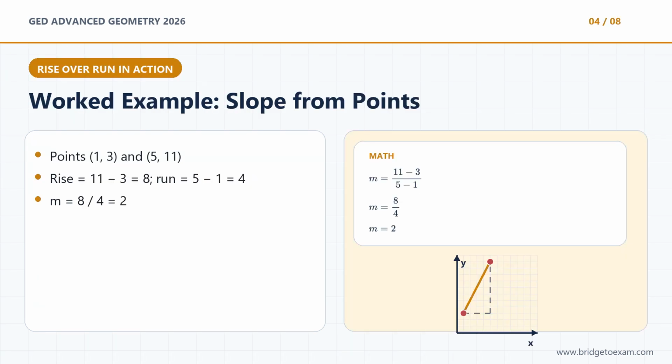Let's work one slowly using the points 1, 3 and 5, 11. Step 1, the rise. 11 minus 3 is 8. Step 2, the run. 5 minus 1 is 4. Step 3, divide. 8 over 4 is 2. So the slope is 2. That means for every one step to the right, the line rises 2 steps up. You can see the rise of 8 and the run of 4 right on the graph.